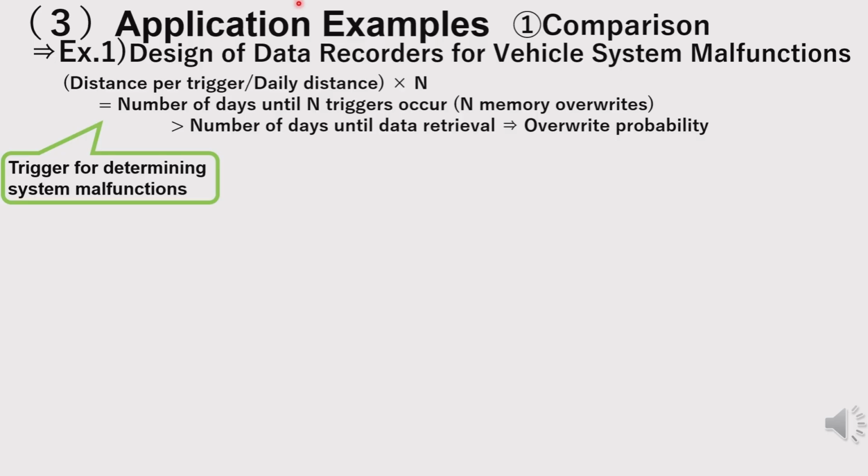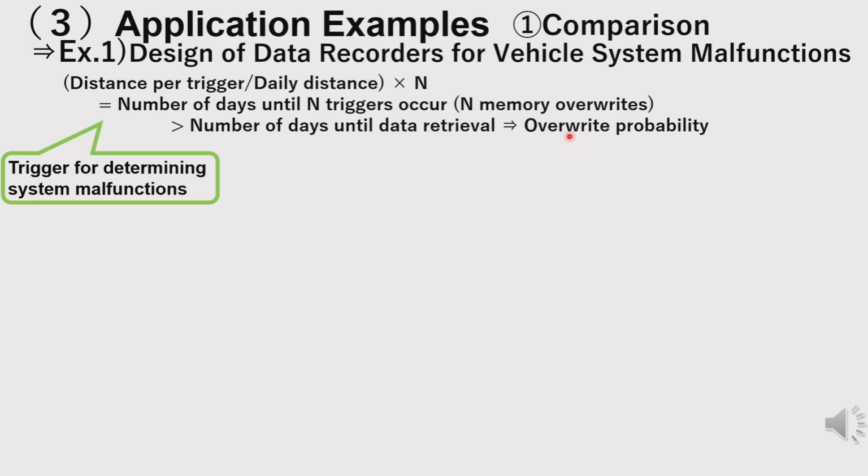A data recorder is a device that stores system or component data at the moment a failure occurs. Here, I will show a distribution-based balancing design that ensures 2 things: 1. The required data is not overwritten, and 2. The memory for specific items does not become excessive.